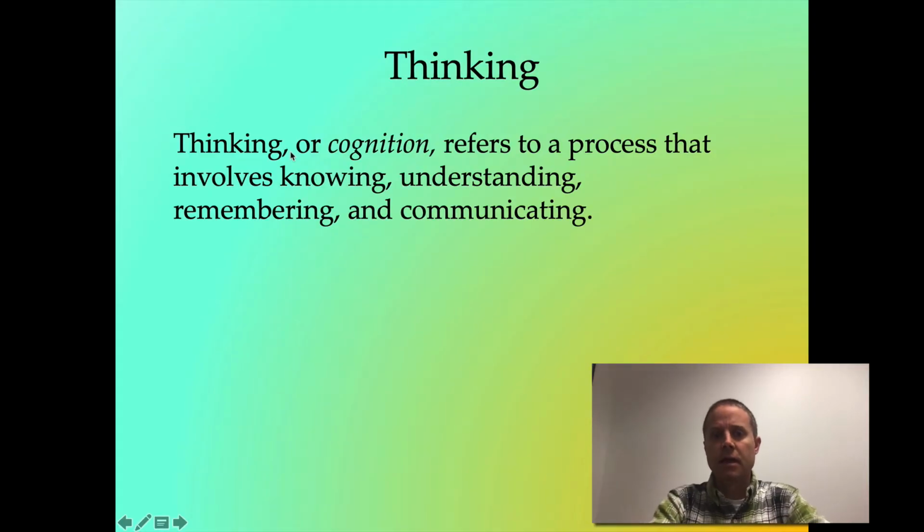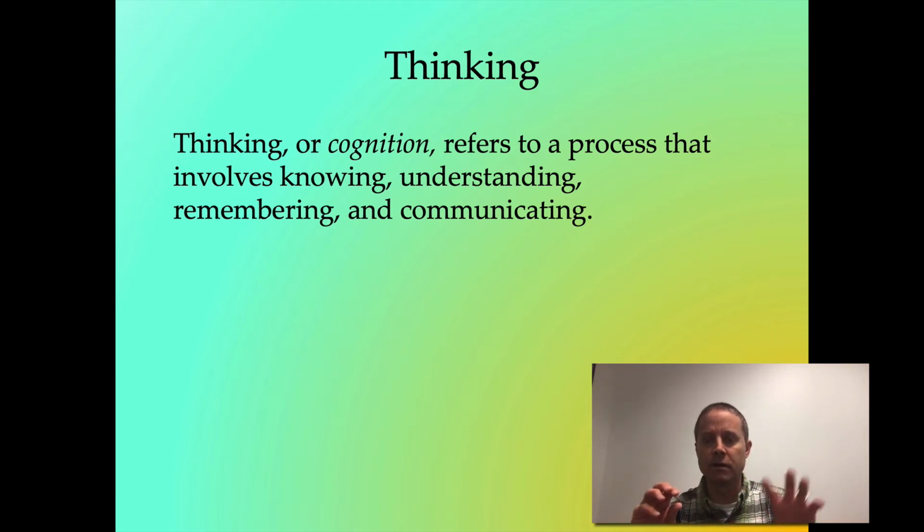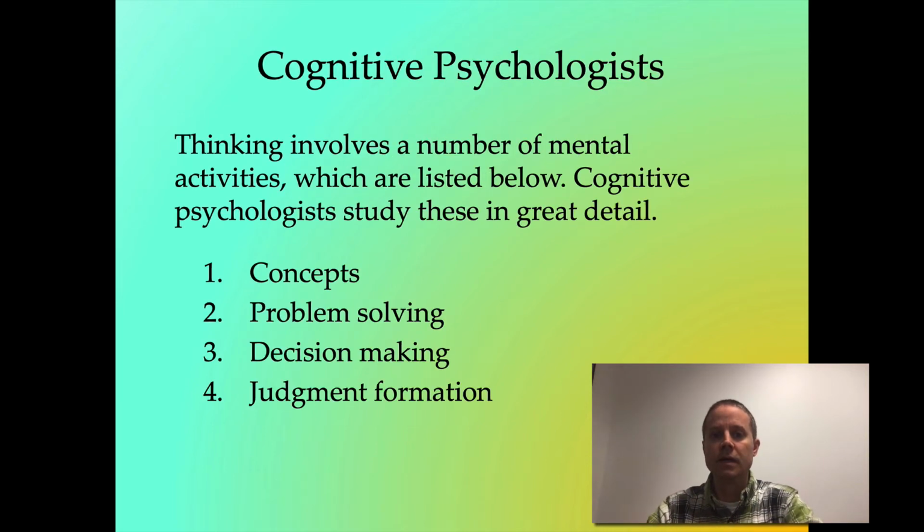What is thinking? Thinking or cognition refers to a process that involves knowing, understanding, remembering, and communicating. So cognition includes memory. I'm doing that as a separate little unit, but just so you know, memory is part of cognition, part of thinking. Cognitive psychologists study thinking, intelligence, and language. Here's a list of what they would research: problem solving, decision making, how we make judgments.